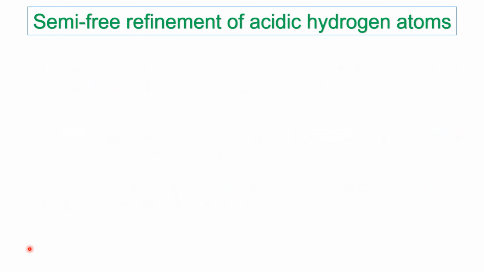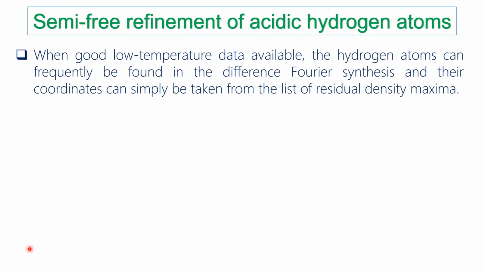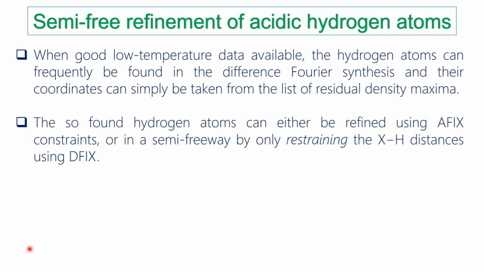Then come to the semi-free refinement of the acidic hydrogen. When good low temperature data is available, the hydrogen atoms can frequently be found in the difference Fourier synthesis and their coordinates can simply be taken from the list of residual density maxima. The hydrogen atoms found in this way can either be refined using a fixed constraint, meaning as a riding model, or in a semi-free way by only restraining the XH distances using DFIX.